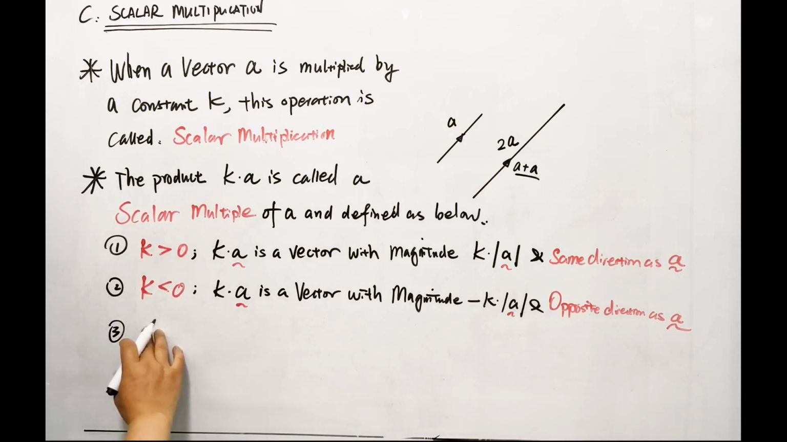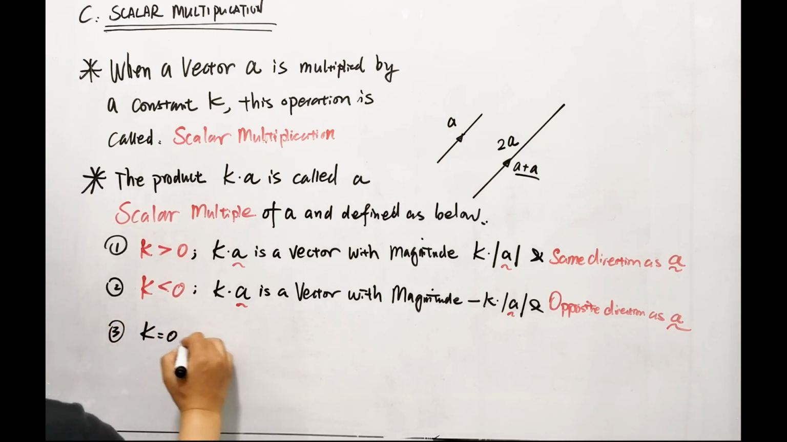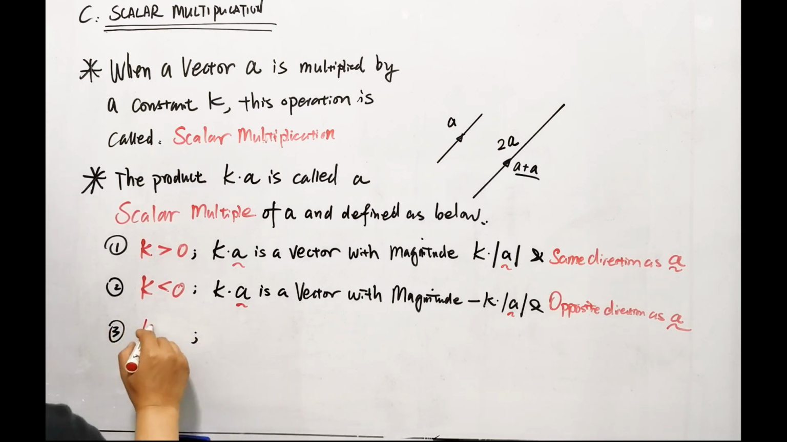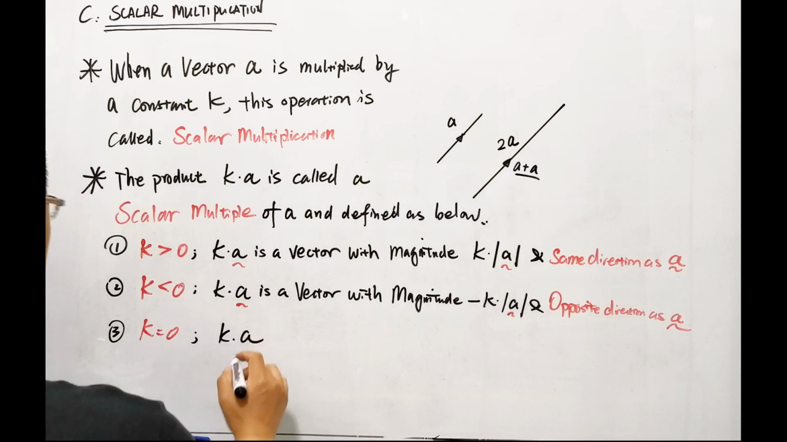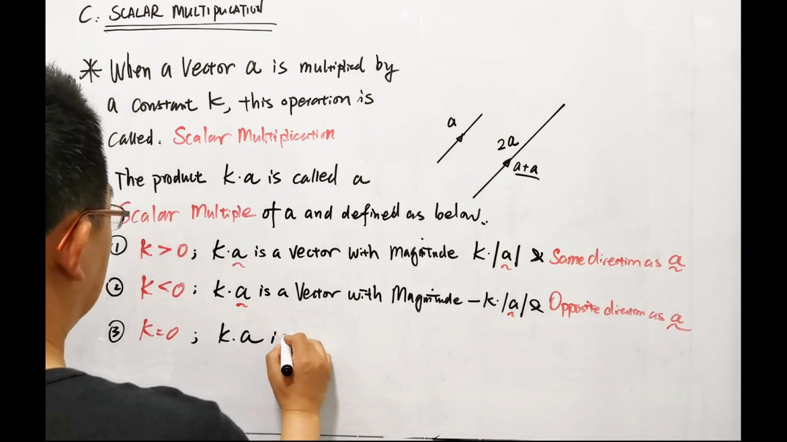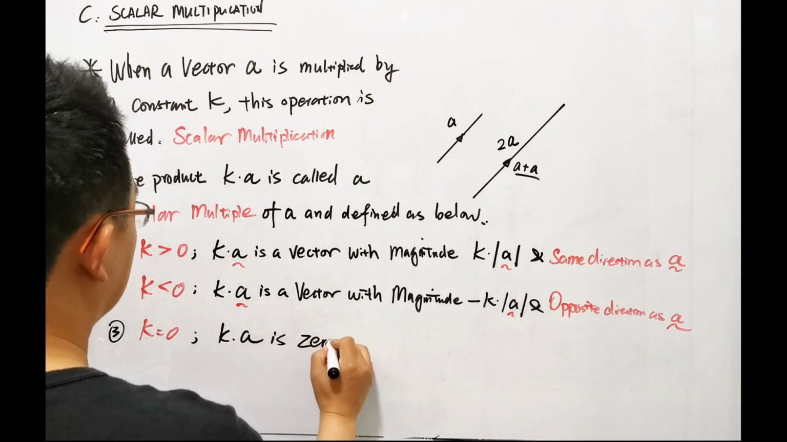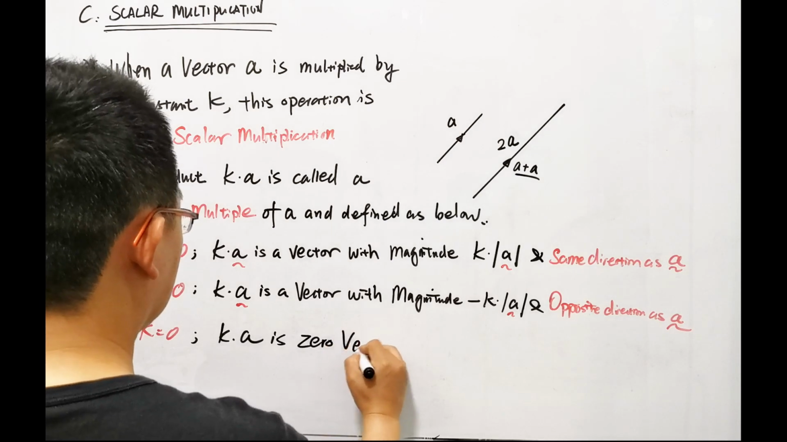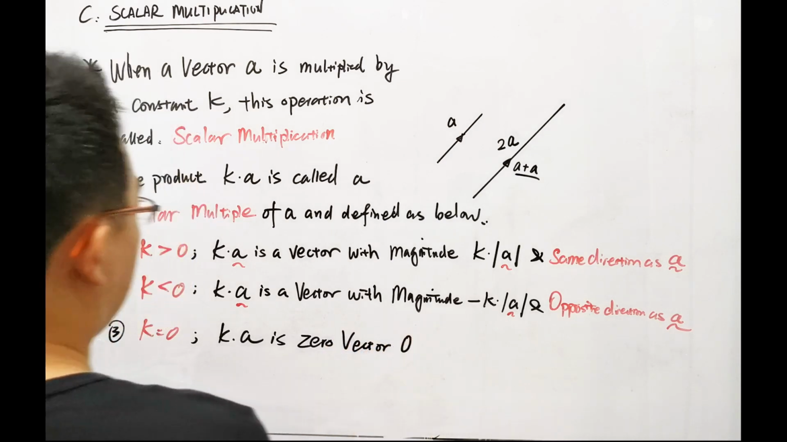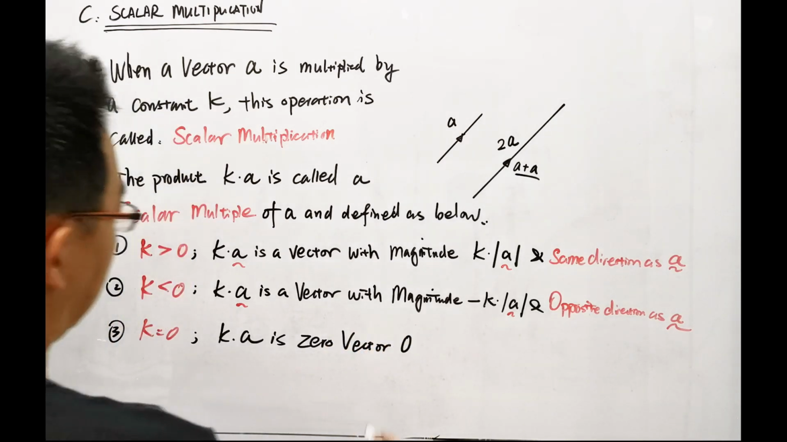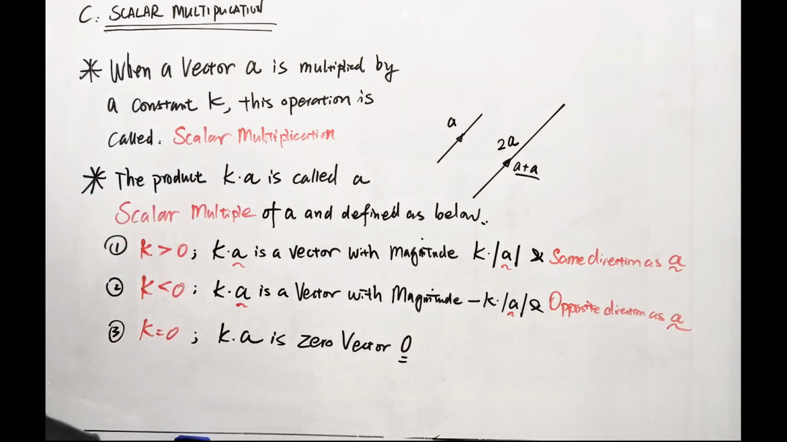Then the last one, third. When K is equal to 0, let's say K is equal to 0. If this is the case, K times A is the zero vector. So they have a magnitude of 0. So this is how we find out, right?